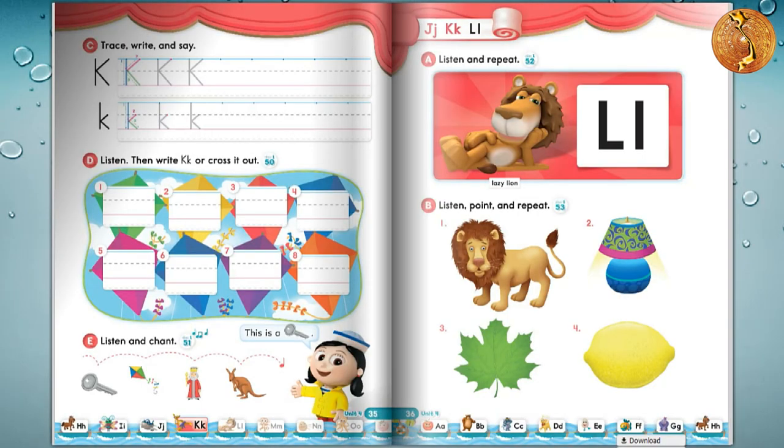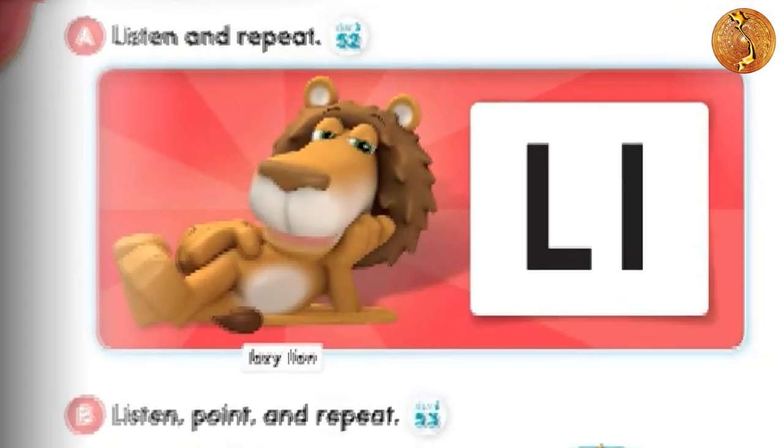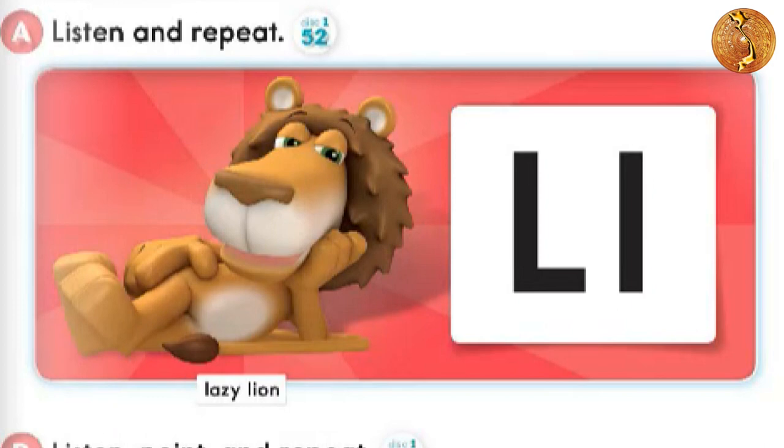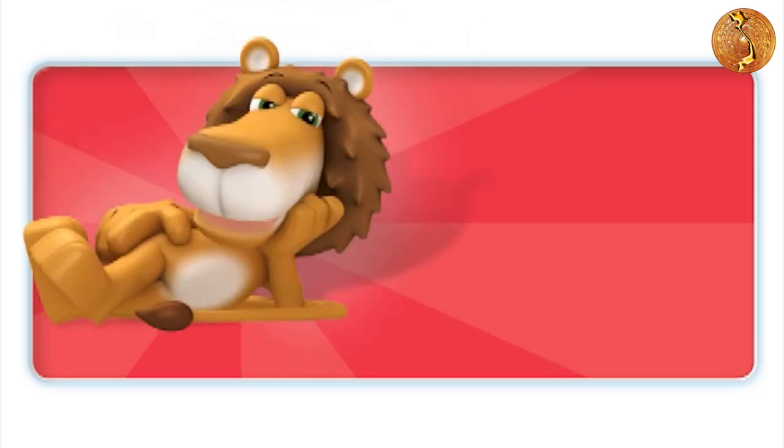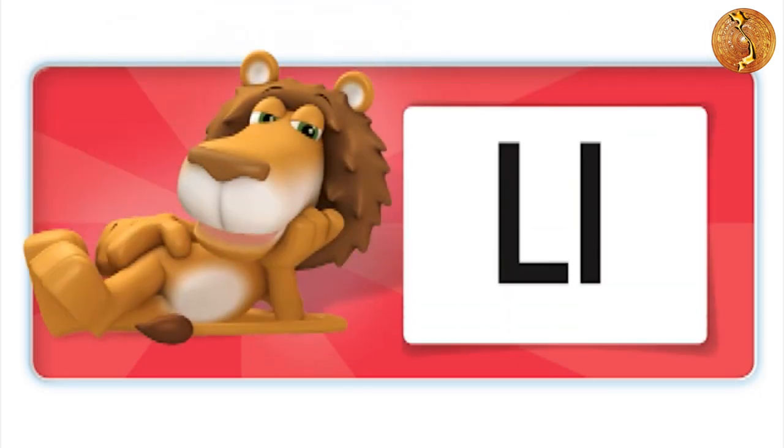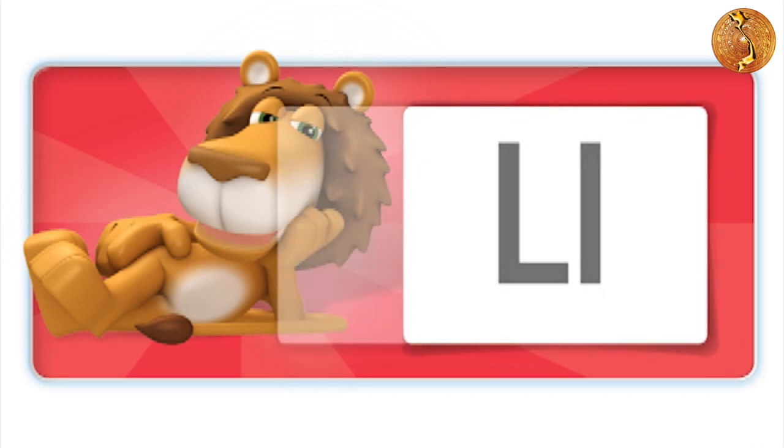Page 36. The letter L. A. Listen and repeat. Hello. I'm a lazy lion. This is the L sound. This is the letter L.